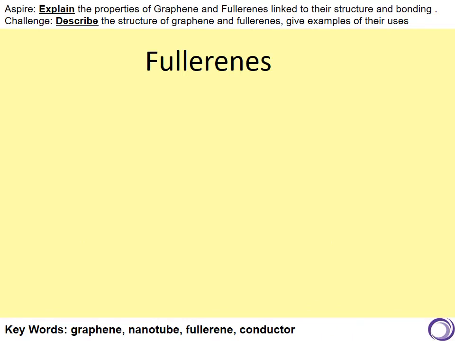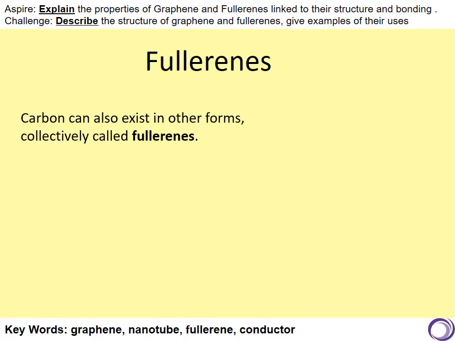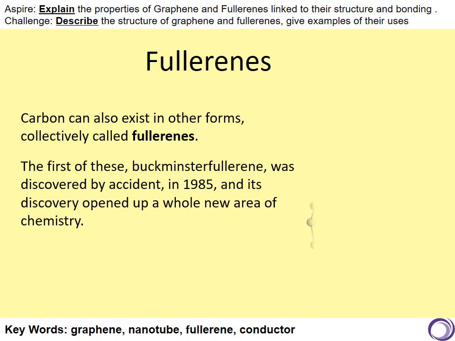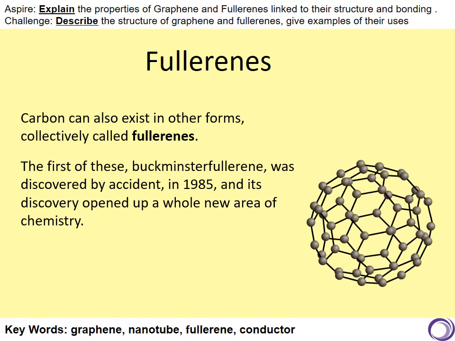Okay, so we've looked at graphene. Let's now have a look at fullerenes. So carbon can exist in another form. These look like a football, and the first of them, Buckminster fullerene, was discovered in 1985.